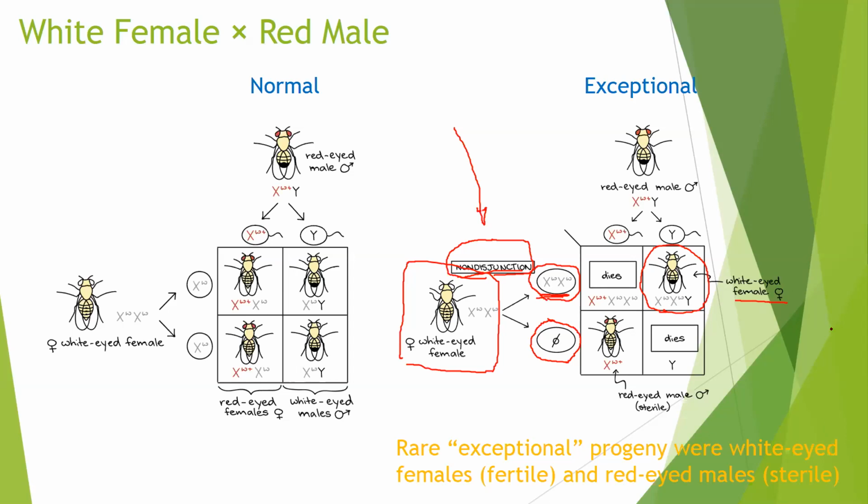So what you're saying is that a white-eyed female with that extra Y chromosome was still fertile and viable, but a red-eyed male that was missing its Y chromosome was sterile. Oh, you mean the other one, right? Yes. Those two cases cannot survive. So that's why you do not see any of this kind of genetic makeup in the F1 progeny from this cross. Yes.